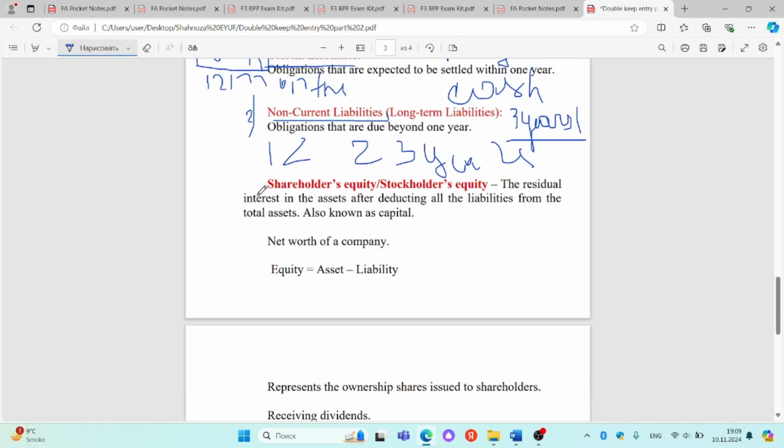And the last one is shareholders' equity, or in other words, stockholders' equity, which basically means net worth of the company. But in other words, it is the residual interest in the assets after deducting all liabilities from total assets. Well, what does it mean is this formula. Equity equals the asset minus liability.